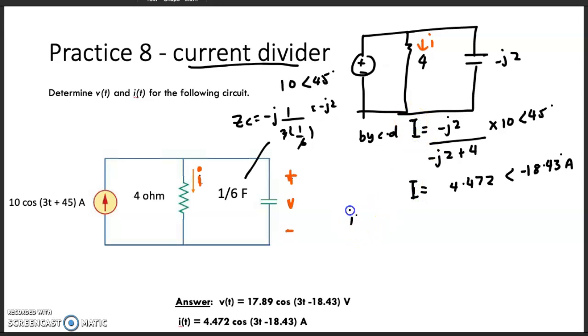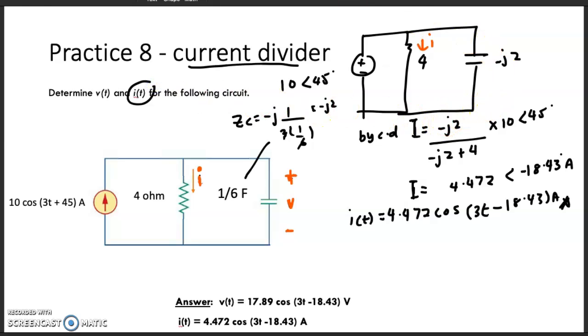Okay, so this is actually the capital I. Now let's change to the time domain. So you can get here 4.472 cosine, the omega is 3t minus 18.43 ampere. So this will be the answer for the first part, what is IT. Now let's see the second part.